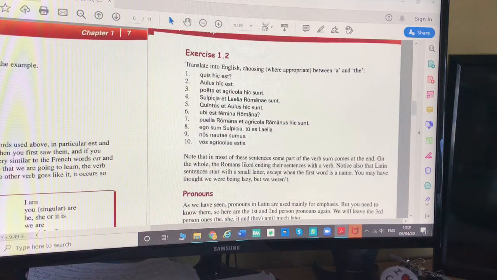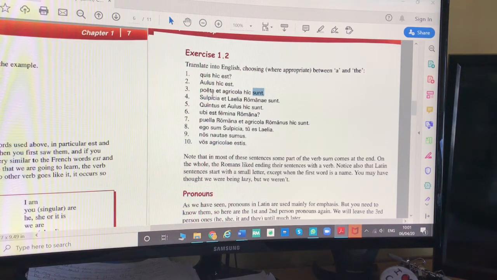Bringing us back to here, poeta means a poet. Et, you look it up, you find it means and. Agricola, I'm sure you remember from agriculture, is a farmer. Hic, we've had twice already in this exercise. And sunt, I've just shown you where to find that.